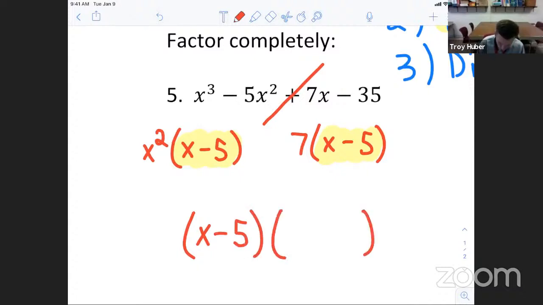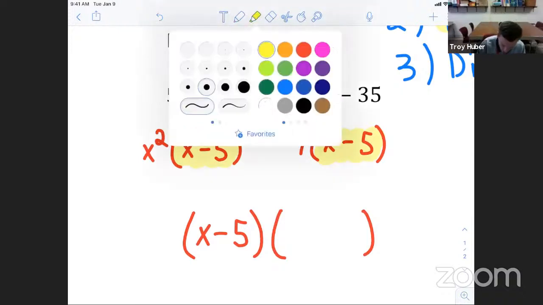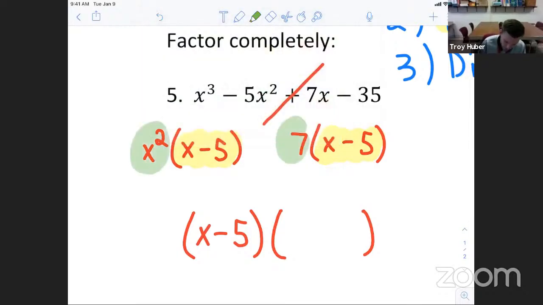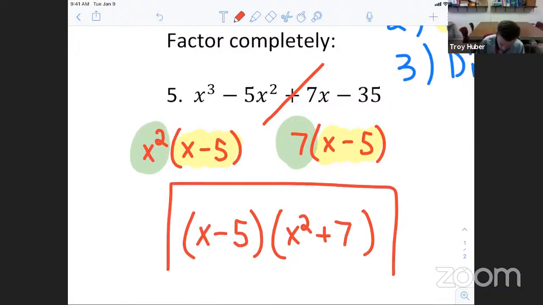And now your other polynomial, in this case, is just going to be the 2 GCFs that you factored out. So x squared and a positive 7. So I'm just going to write x squared plus 7. And this would be your answer.